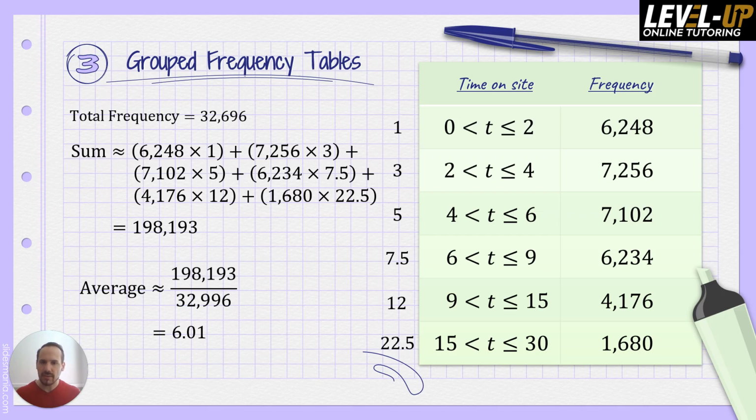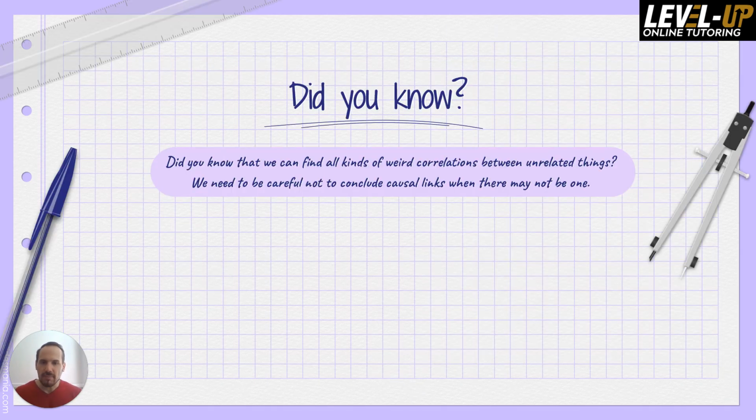So let me leave you with this interesting fact about statistics. Something we need to be very wary of with statistics is correlation and causation. Sometimes we'll see correlations between different things when there's not necessarily a causal link. This is an error in statistics that people sometimes fall into, where you think there's a causal link between two things when actually they're just correlated.